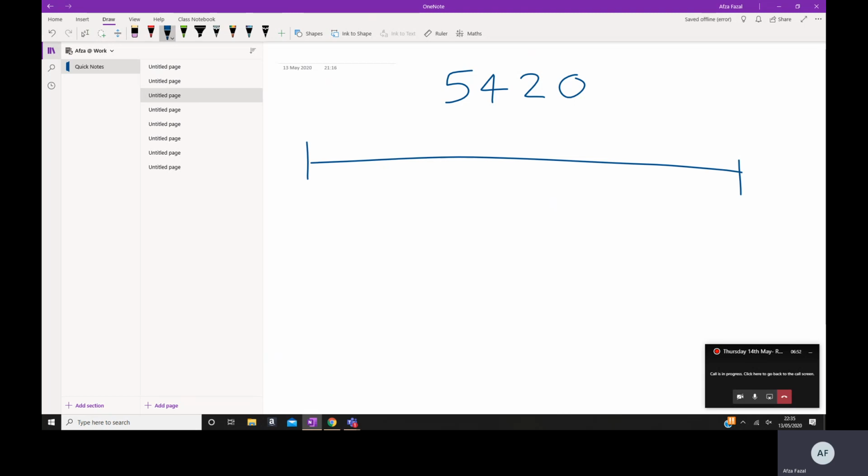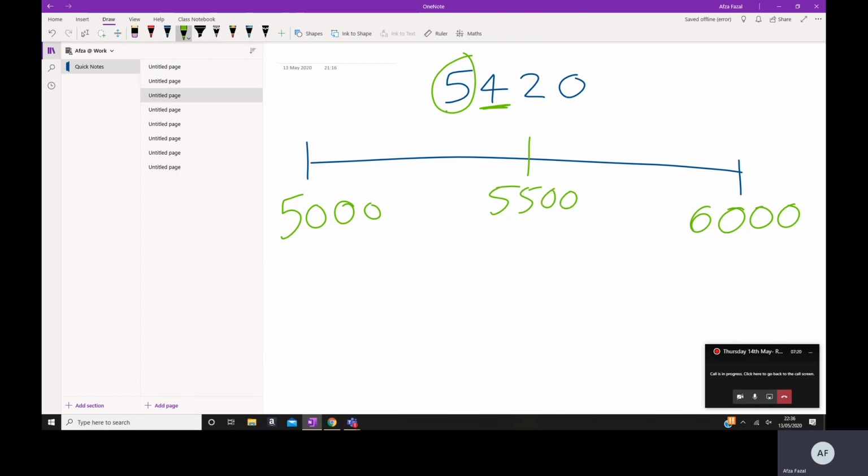So what I'm going to do is mark the thousands that come before and the thousands after. So I'm going to circle the 5 and underline the 4. The 5 that I've circled is going to tell me the 1,000 that comes before and the 1,000 that comes after. So it tells me which thousands this number is between. There's a 5, so on this side I'm going to have 5,000. On the other side I'm going to have 6,000. In the middle I'm going to have 5,500.